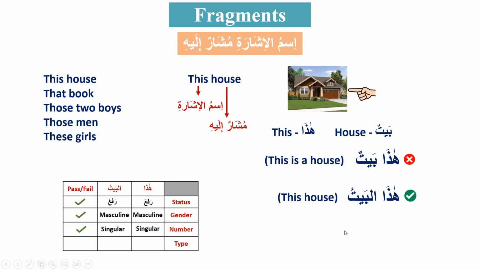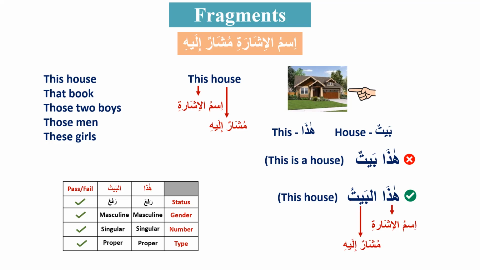So all the ismul ishara in all those 4 tables, they are all proper nouns. And ismul ishara will never be a common noun. It is always proper. How about al-baytu? Al-baytu is also proper. They match in type as well. So because they match in all the 4 properties of ism, that is why now we will call them ismul ishara and musharun ilay.